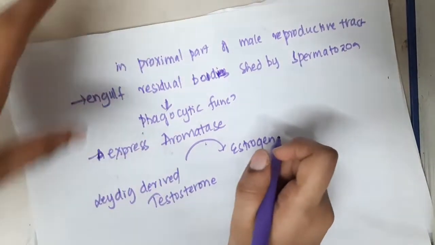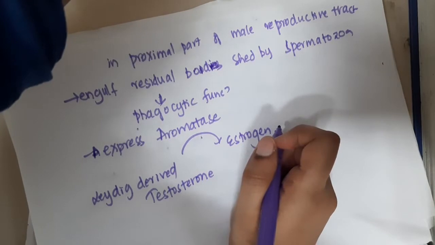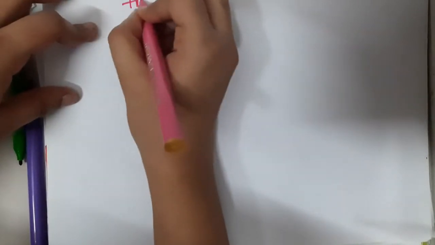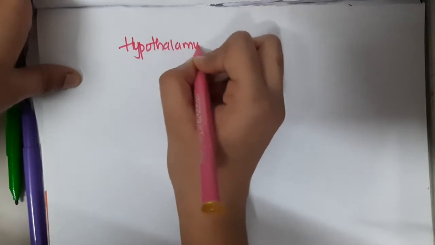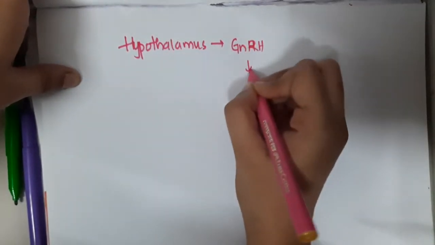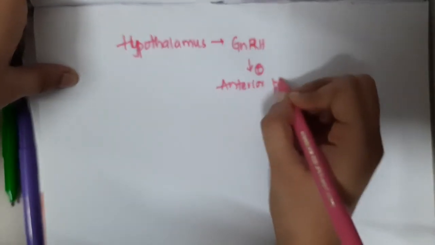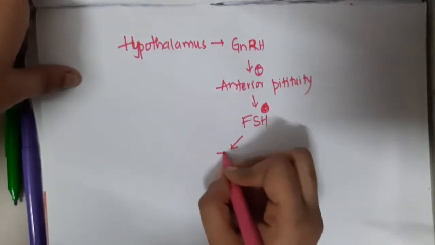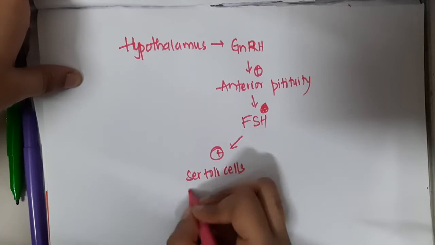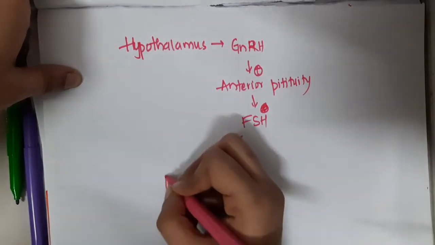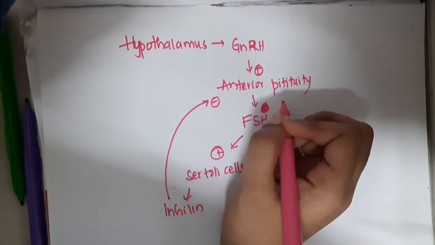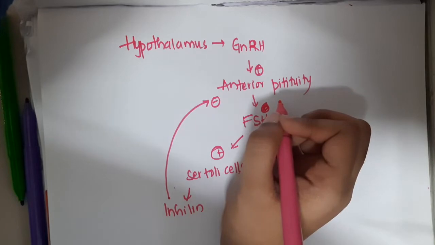Now we will see the feedback inhibition of Sertoli cells, the whole pathway. First we have the hypothalamus, which produces GnRH. This GnRH activates the anterior pituitary, which produces FSH. This FSH activates the Sertoli cells of the testis, which produce inhibin. This inhibin inhibits the anterior pituitary, and thus it inhibits FSH production.